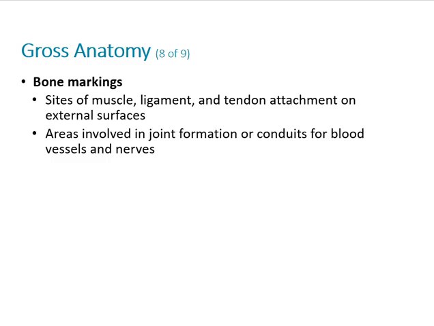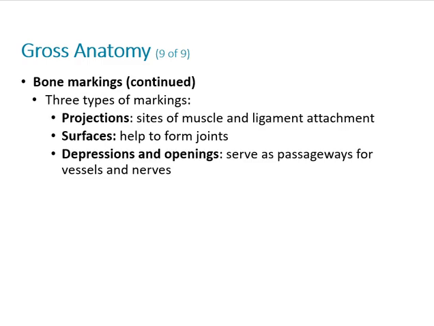All right, and then to finish up looking at gross anatomy, we're going to look at bone markings. These are sites of muscle, ligament, tendon attachment, and they tend to be on the external surfaces of bone. These areas are involved in joint formation, they're openings for blood vessels and nerves. You've probably heard of a couple of them. For example, they might be a certain type of projection, or they might be a surface indentation or a depression or an opening.